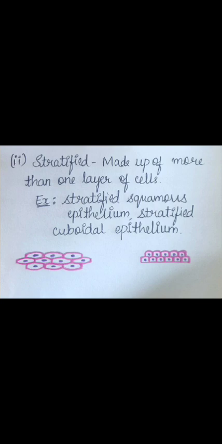The nuclei of these cells are located at different levels, with the basal layer having the youngest cells. When viewed under the microscope, it appears as multiple layers of cells and is often thicker than simple epithelium. Examples of stratified epithelium are stratified squamous epithelium, stratified cuboidal epithelium as well as stratified columnar epithelium.